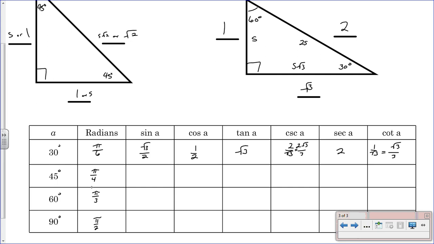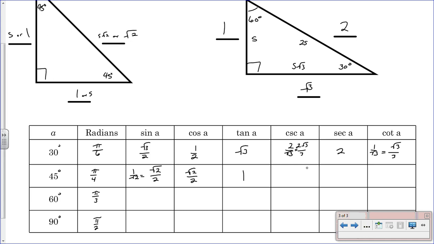All right, let's do 45. What's the sine of 45? Well, it's opposite over hypotenuse, so it's going to be 1 over the square root of 2. Rationalize the denominator, so it's the square root of 2 over 2. What's the cosine? It's going to end up being the same thing, square root of 2 over 2. What's the tangent? Just 1.